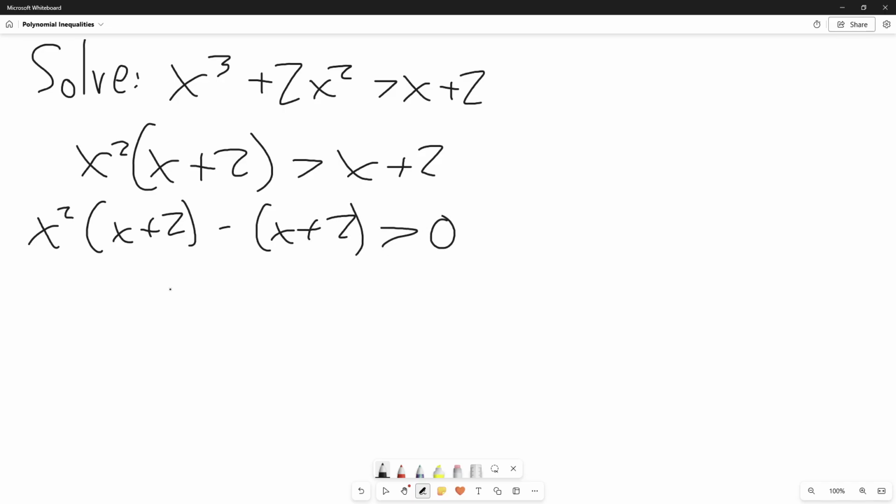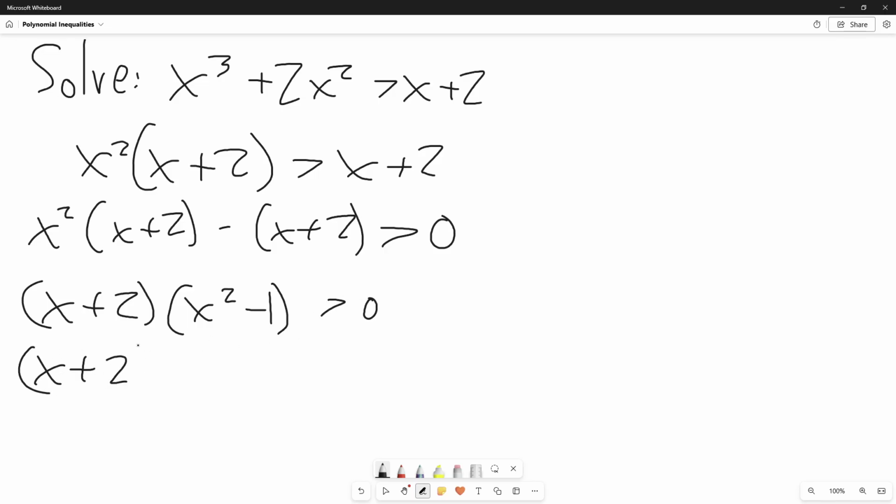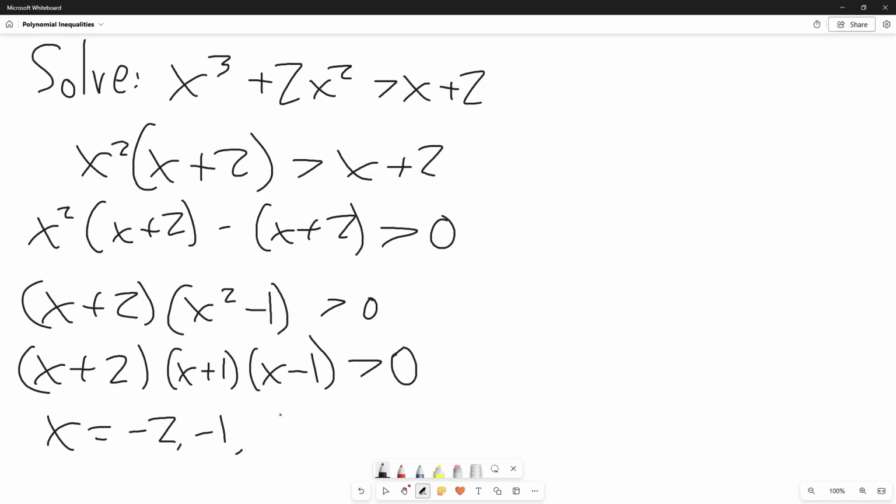is greater than 0. And we can factor out an x plus 2 out of this, so x squared minus 1, and then this is just a difference of squares, so this becomes x plus 2 times x plus 1 times x minus 1 is greater than 0. Now we fully factorize it, and we need to find our solutions. So x equals -2, -1, and 1.